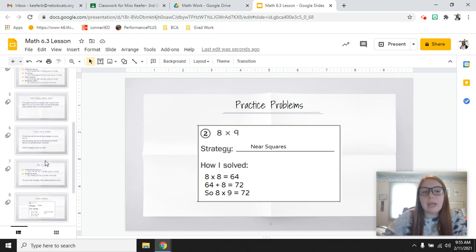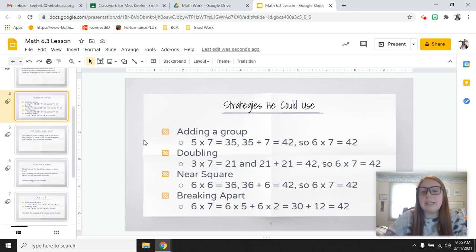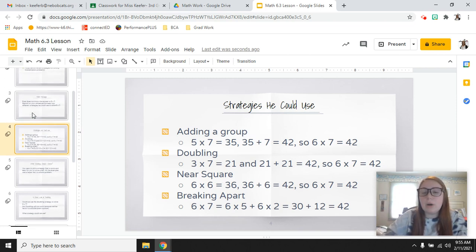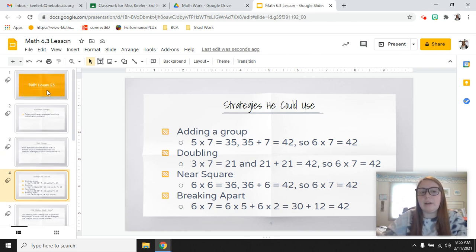All right, so like I said, we had a lot of strategies that we looked at. We did adding a group, doubling, near square, break apart, and subtracting a group. So those are what you want to use as you move forward. And eventually, in our next lesson, you'll learn about what it means when you just know a fact like that and you don't need any of these other strategies.